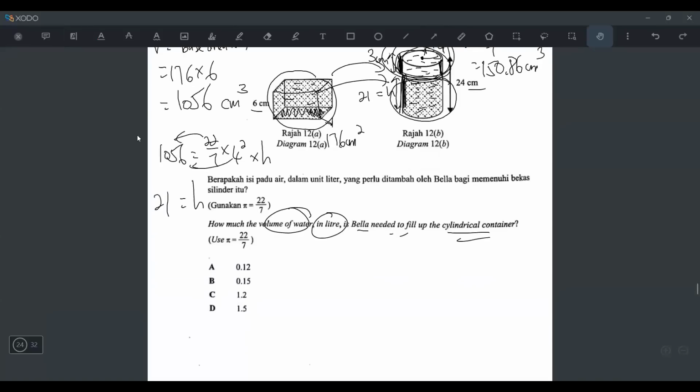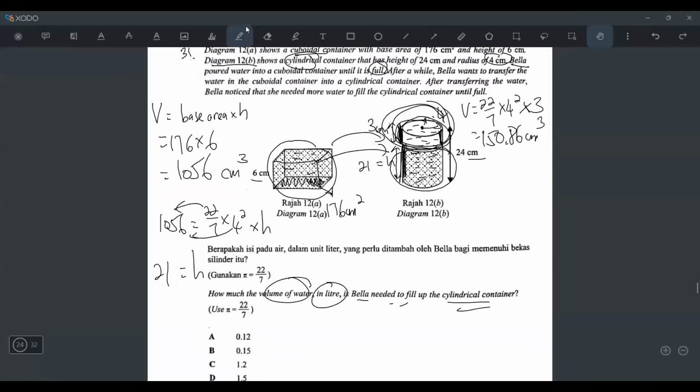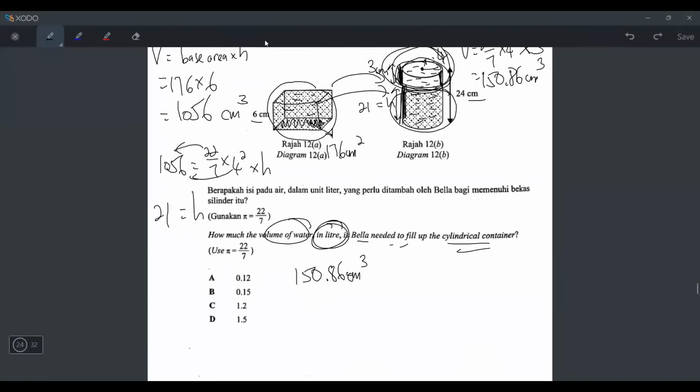But if you look at the answer, alamak, there is no answer. You know why there is no answer? I already rounded it for you. They want it in liter. So I know my answer is 150.86 cm cube. I just need to convert this to liter. But how to convert centimeter cube to liter? Well, to be honest, I also never memorized. I also don't know how to convert cm cube to liter. But I do know 1 cm cube is equal to 1 ml. I know this one. It means I never memorized cm cube to liter. I only memorized cm cube to ml.